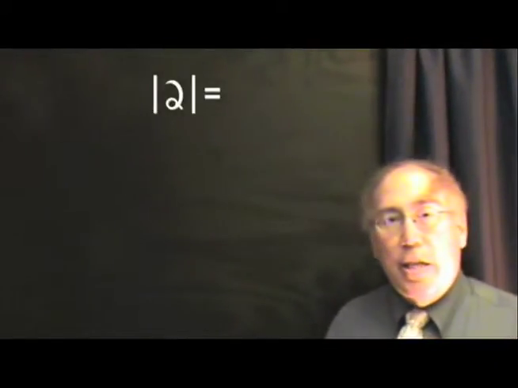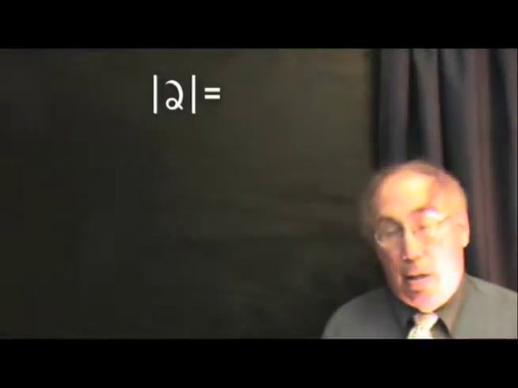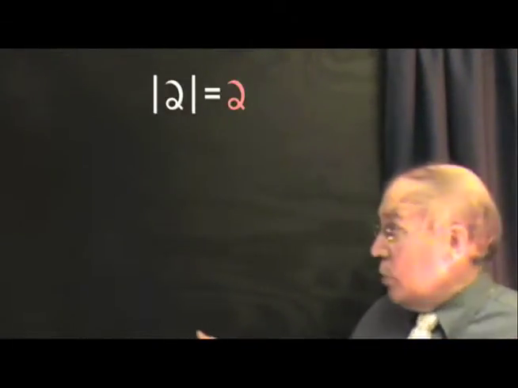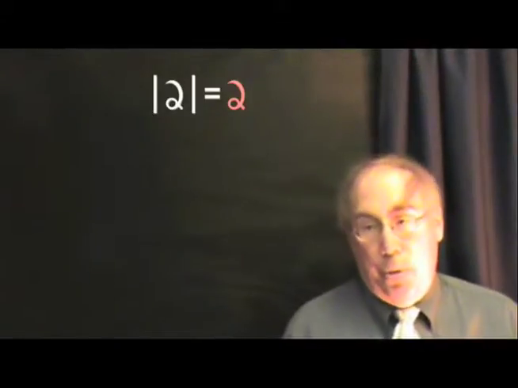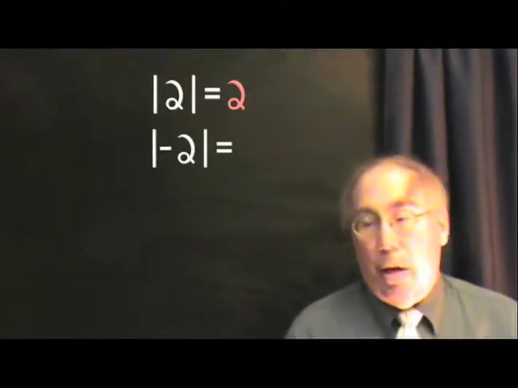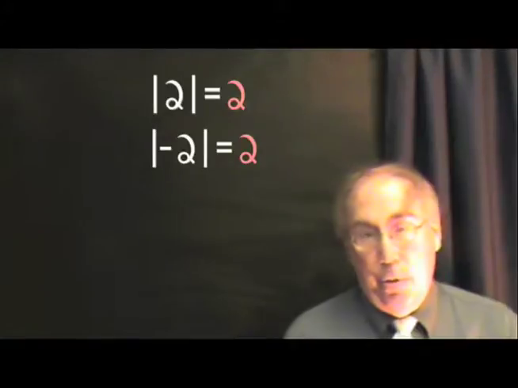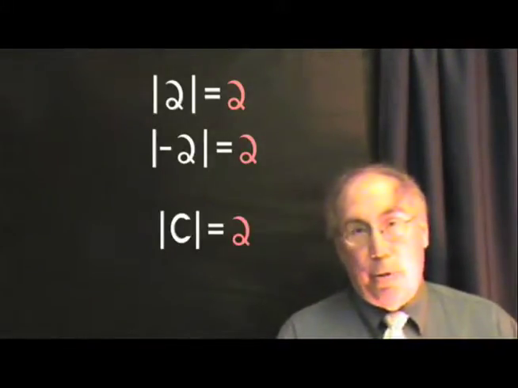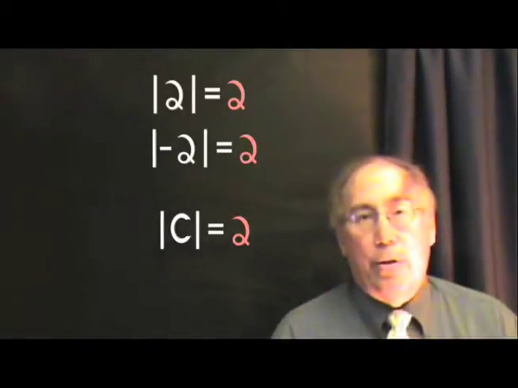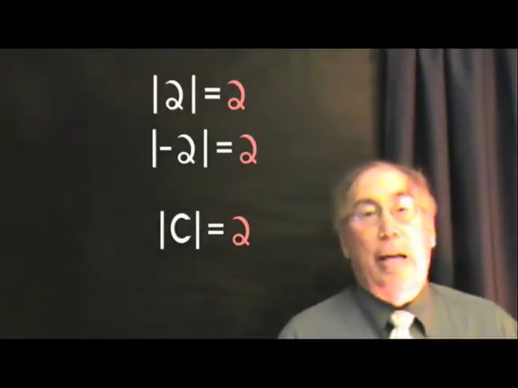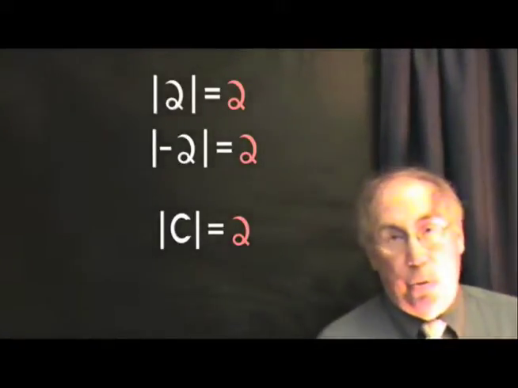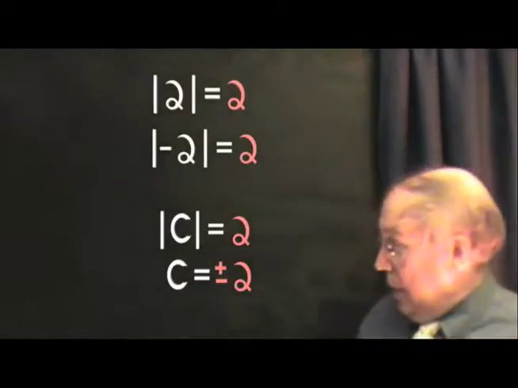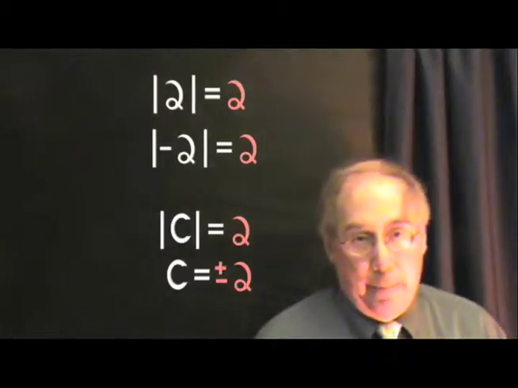Now let's get set up here to do our equations. This is the absolute value of 2, which is 2. The absolute value of -2 is 2. Now suppose that we put in a variable in the absolute value. What are the only values that could go in for C so you get an absolute value of 2? And that's either a plus or a -2, as we showed in the first part here.